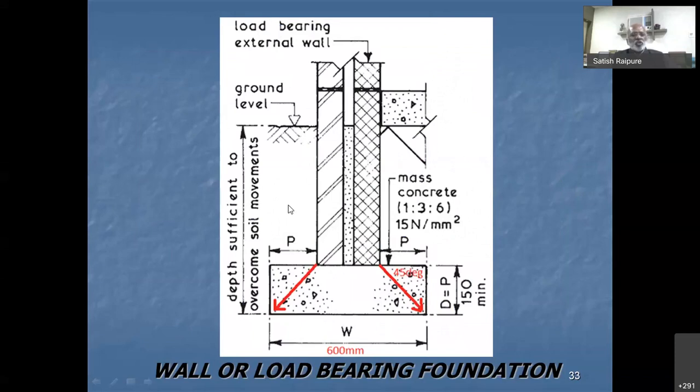This is the sketch showing that you should go to a depth sufficient to overcome the soil movements. Especially, you should be very careful in black cotton soil. In our area, at around 70-80% of locations, we come across this black cotton soil. We always prefer to go below 2 to 2.5 meters. Generally, this movement occurs up to 1.5 to 2 meters, and if you lay the foundation below 2 meters, then it will be perfectly okay. Even if the soil bearing capacity is low, you can lay the foundations beyond 2 to 2.5 meters so that the ground movements will not happen at that level, and the foundation will be safe and stable.